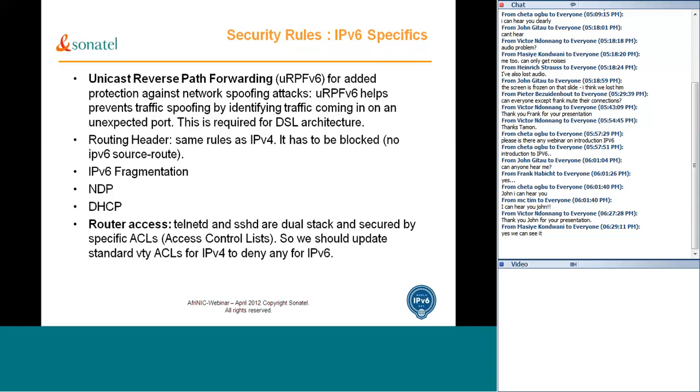The routing header: for the routing header, we use the same rules as in IPv4. It has to be blocked. Now IPv6 source rule. We use some other techniques like IPv6 fragmentation, like also NDP or like DHCP.